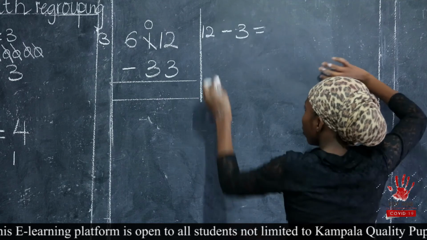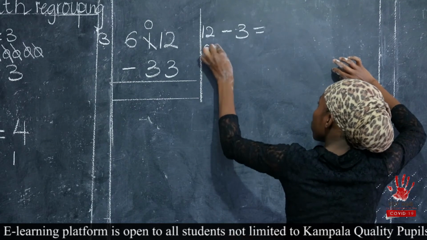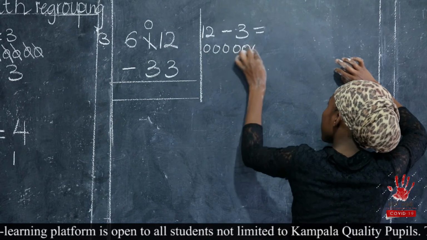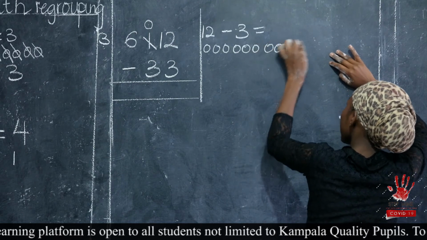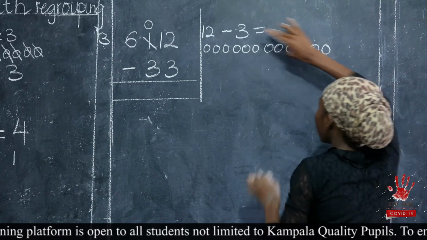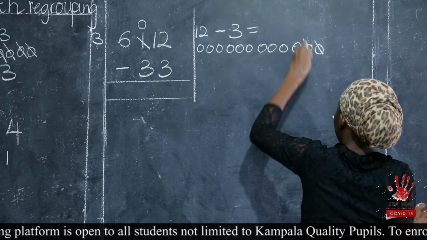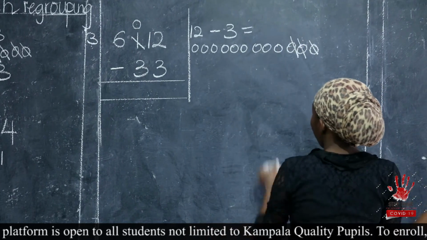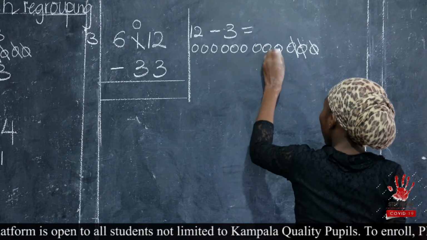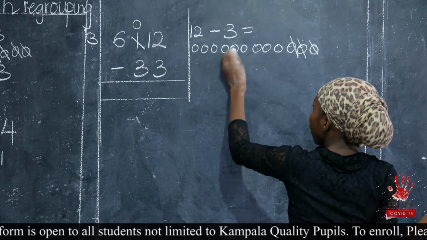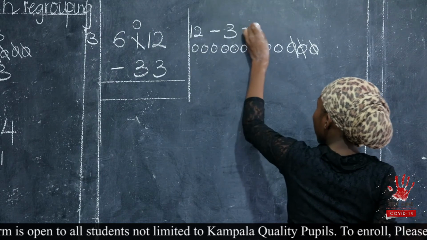12 take away 3. That is very possible. So we'll find out 1, 2, 3, 4, 5, 6, 7, 8, 9, 10, 11, 12. And you're taking away 3 from there. 1, 2, 3. What do we get? What do we remain with? Count with me. 1, 2, 3, 4, 5, 6, 7, 8, 9. 9.